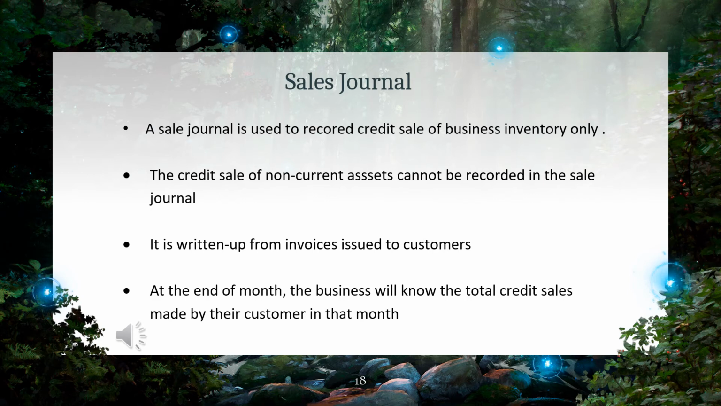Next, I'm going to explain about the sales channel. A sales channel is used to record credit sales of business inventory only. The credit sale of a non-current asset cannot be recorded in the sales channel. It is written from the invoice issued to the customer. At the end of the month, the business will know the total credit sales made to their customers in that month. And now I want to show you an example of invoice and sales channel.